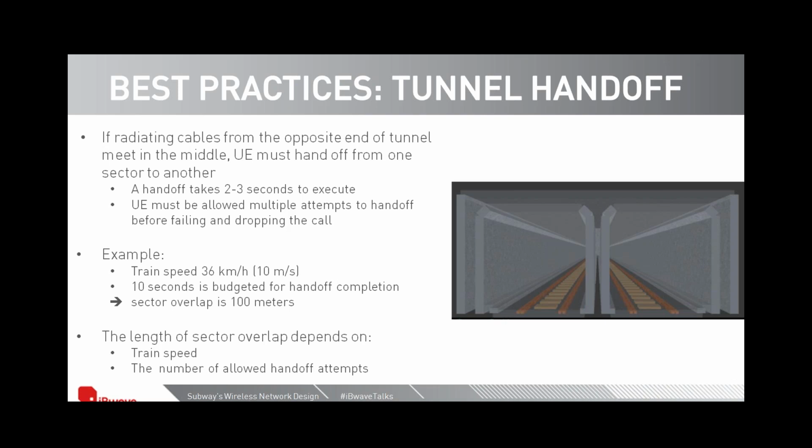The length of sector overlap mostly depends on the train speed and the number of allowed handoff attempts, but it is customary to let 3 tries, and assuming that each of them takes about 3 seconds, then 9 to 10 seconds is what you should budget for.